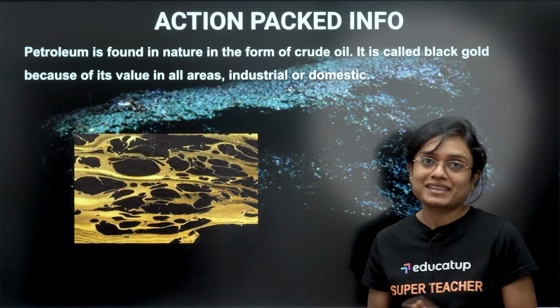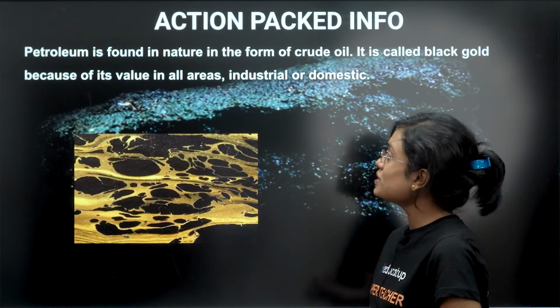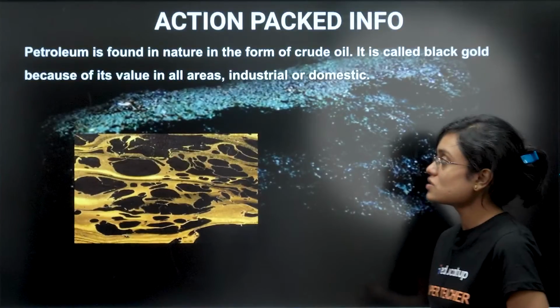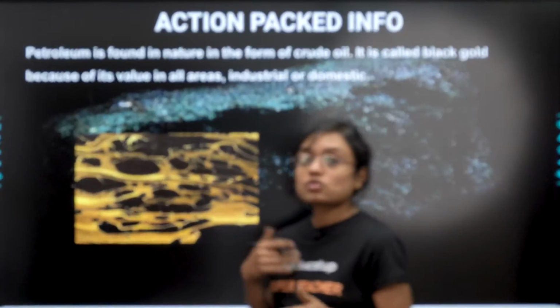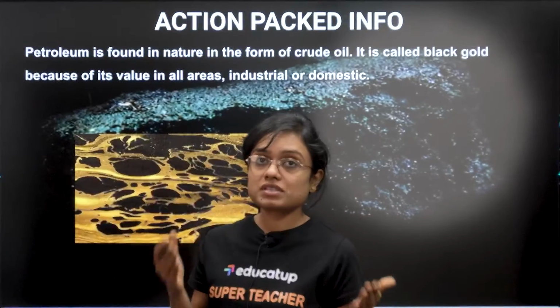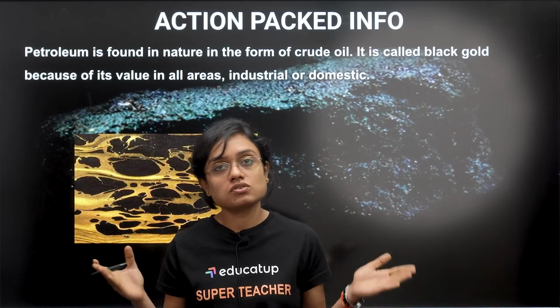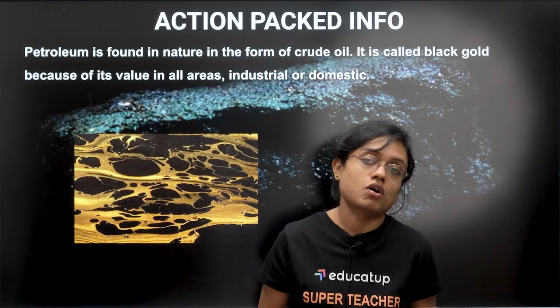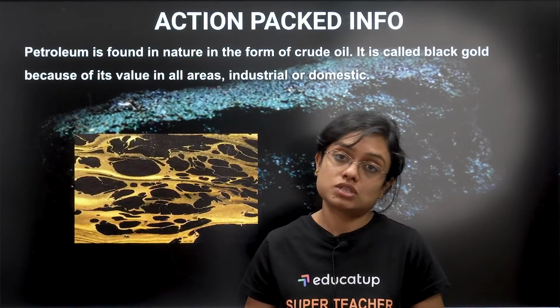Again, some action-packed info, guys. Petroleum is found in the form of crude oil and it is also known as crude oil. It's also known as black gold because of its value in areas, industries or domestic. Because it has a very wide usage.